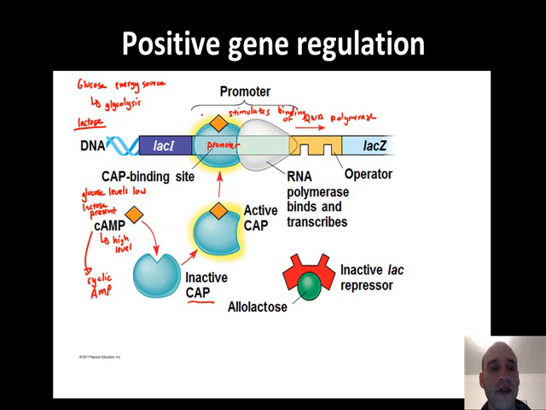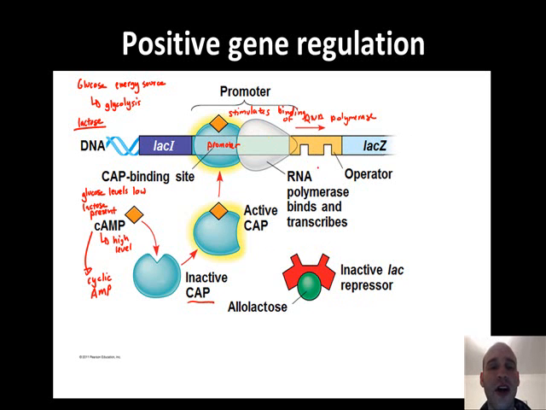Its shape changes. It will bind to the promoter, and that's going to facilitate the binding of RNA polymerase to the DNA. That's going to allow it to transcribe all of these lac genes, which are going to allow us to break down lactose. The other thing that still has to be the case is that the repressor has to be removed from the operator, otherwise this doesn't happen.